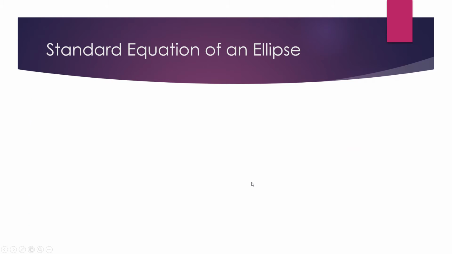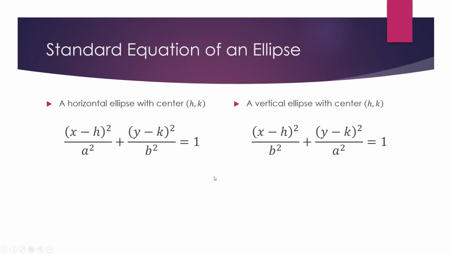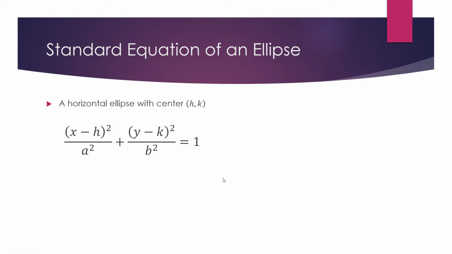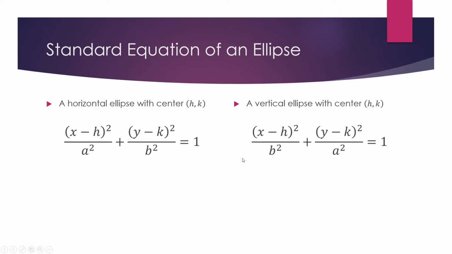All right, the standard equation of an ellipse. Let me back up. For a horizontal ellipse with a center at the coordinates h, k, we have x minus h quantity squared over a squared plus y minus k quantity squared over b squared is equal to 1. For a vertical ellipse, we have the quantity x minus h squared over b squared plus the quantity y minus k squared over a squared is equal to 1.